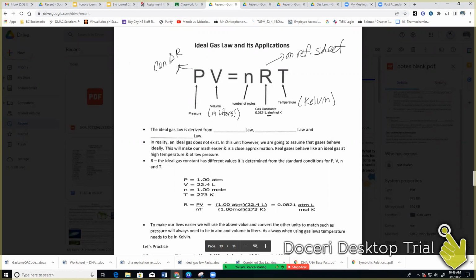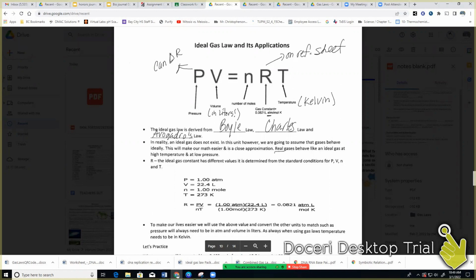So the ideal gas law is derived from Boyle's and Charles's law, along with Avogadro's. We talked about this at the very beginning of the unit. There really is not such a thing as an ideal gas, but we assume that the real gases that we know behave ideally. That way they fit into all these different laws that we look at more easily, more mathematically easily. So it gives us a close approximation.